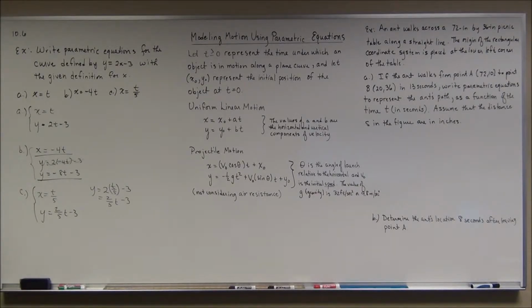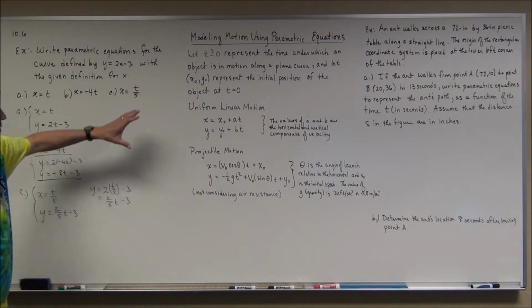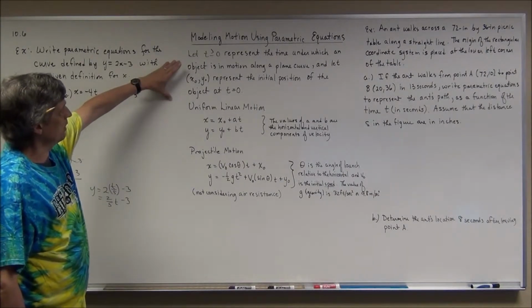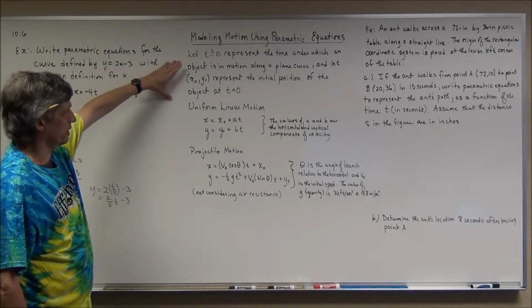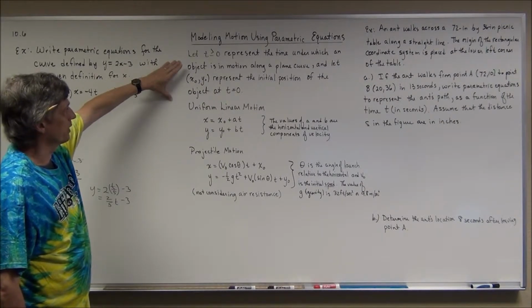anytime you learn a new topic, right around the corner are some applications. One of the places where parametric equations really prove to be useful and where they shine is when we're using them to model motion. That's one of the reasons why we like to use t as the parameter, because it represents time. So I have a nice little explanation of how to use parametric equations to define uniform linear motion and projectile motion. Those are the two main types that we'll look at in this section.